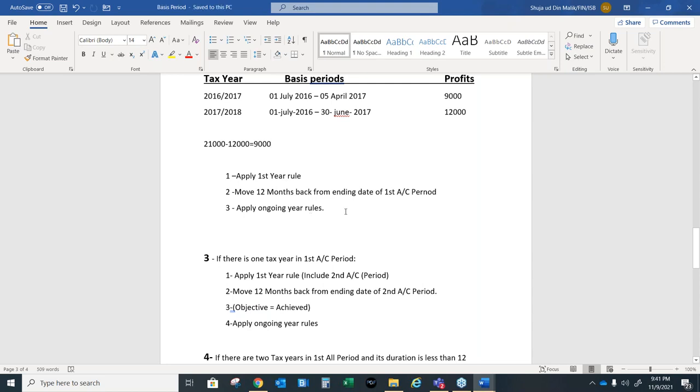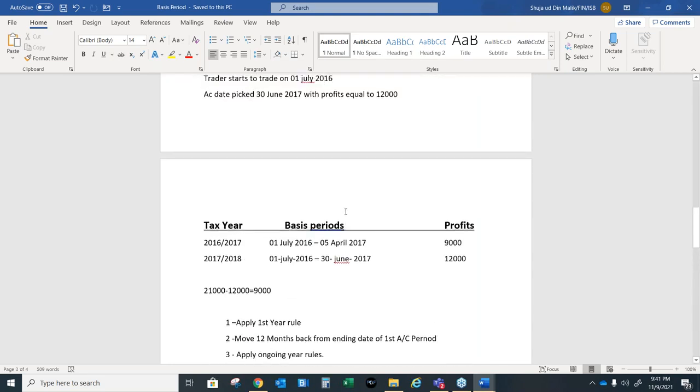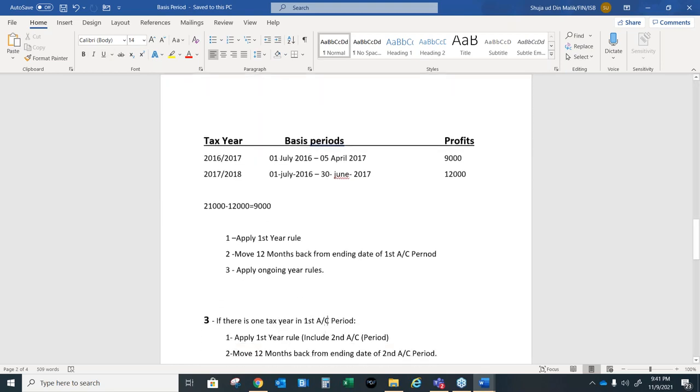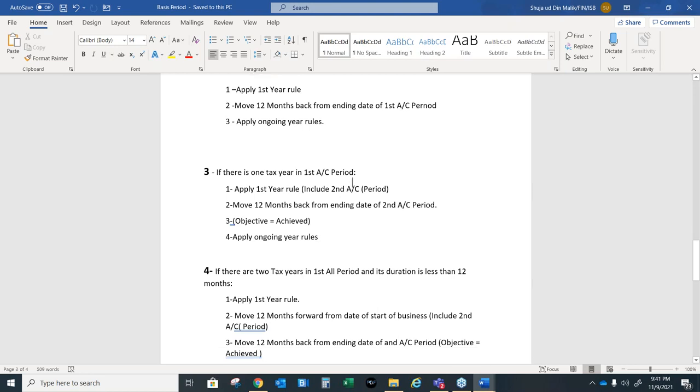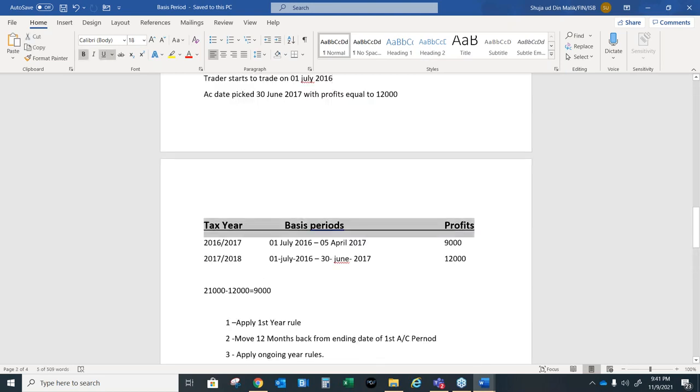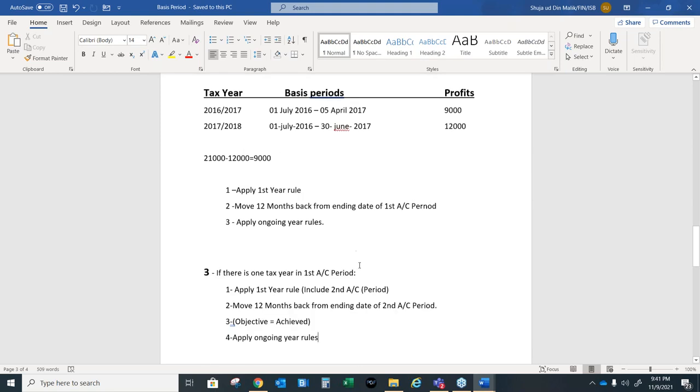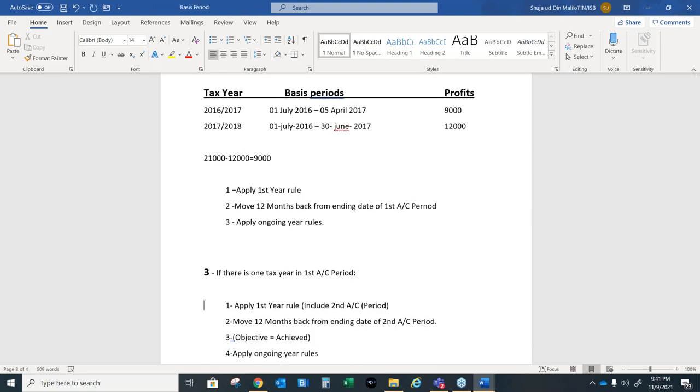Now, this was pretty much a similar case. So you have now in your data bank, if there are two tax years and the period is longer than 12 months, or if there are two tax years and the period is equal to 12 months, you will be doing the same treatment. Agreed? Now, what is the next thing we have? Now we have discussed two tax years.